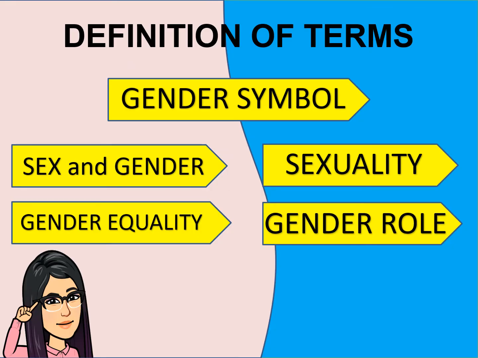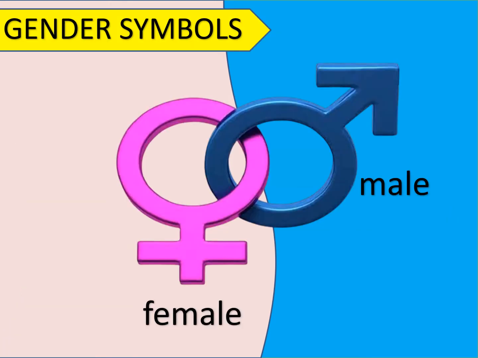So let's come now to the definition of terms such as gender symbol, sex and gender, sexuality, gender equality, and gender role. First one is the gender symbols. The one with the arrow is the male symbol, and the one with the cross is the female symbol.